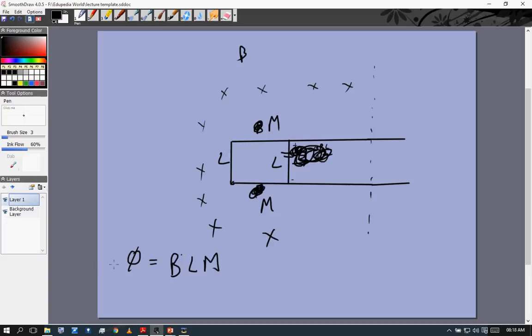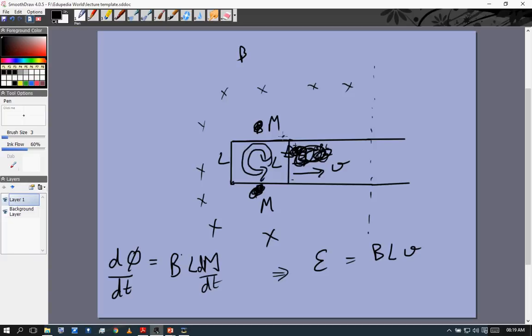So what is the rate of change of flux? d phi by dt. That will be d of this by dt. Now B is not changing, L is not changing, but M is changing. As this rod moves towards the right, this length is increasing. So M is increasing, and dm by dt, which is the rate of increase of M, is V, right? So this will be dm by dt, and from that what we get is EMF is equal to BLV or VBL. Now the direction will be, since the flux in this direction is increasing, the current in this loop would be such that the flux is in this direction, which means this would be the direction of electric current or the direction of EMF.